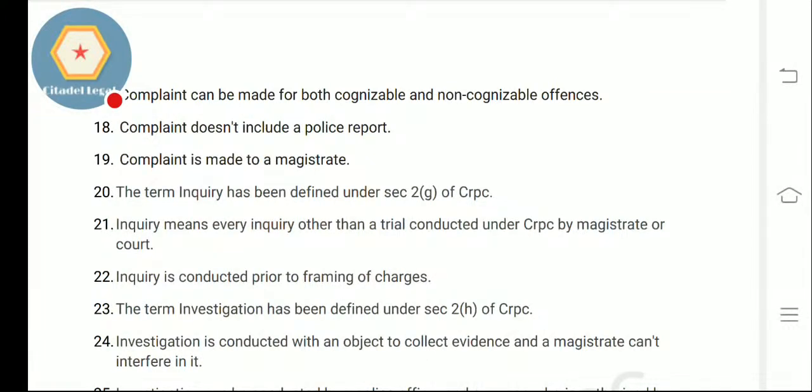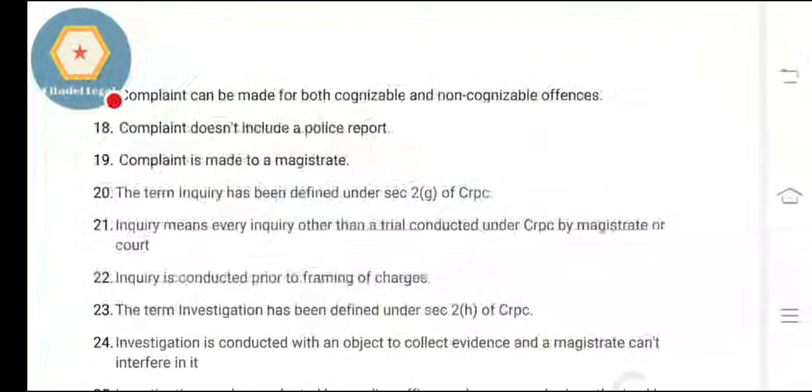or court. 22, inquiry is conducted prior to framing of charges. This is very important to remember that inquiry is always conducted prior to framing of the charge. The stage is prior. Now 23, the term investigation has been defined under section 2H. So inquiry 2G and investigation 2H.